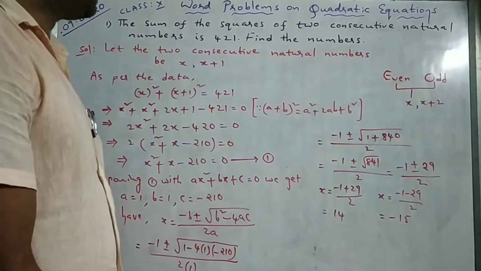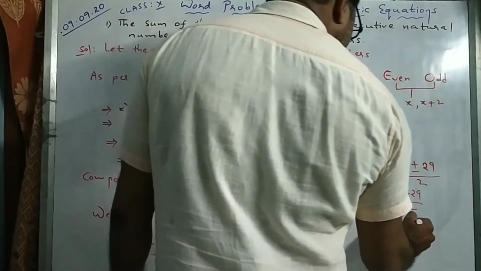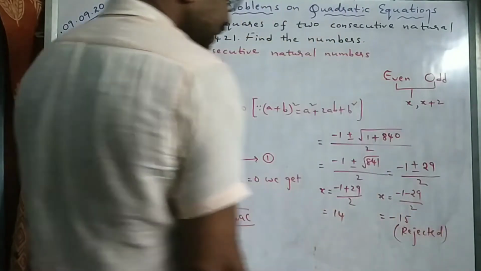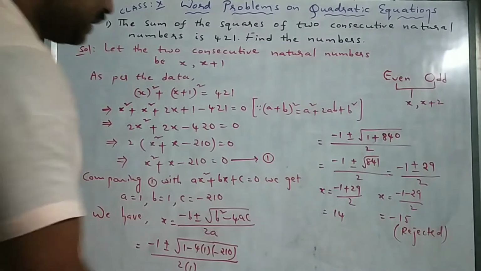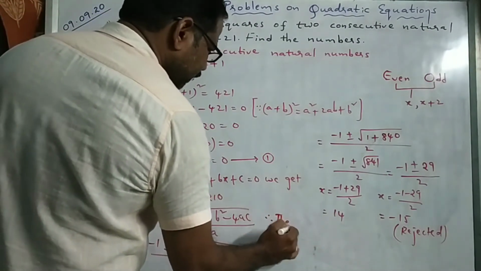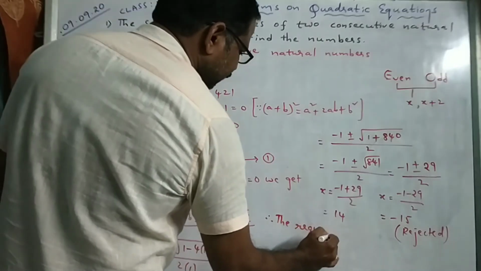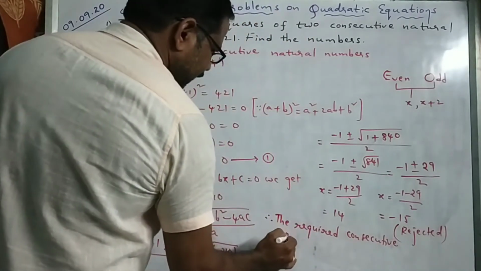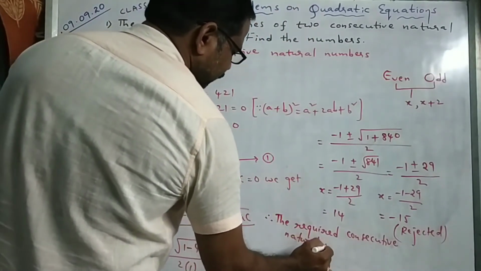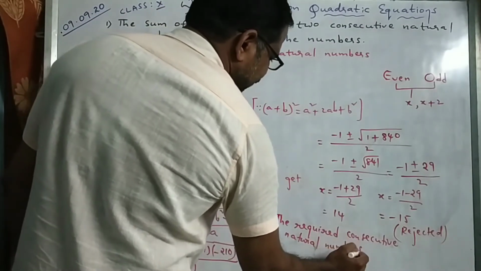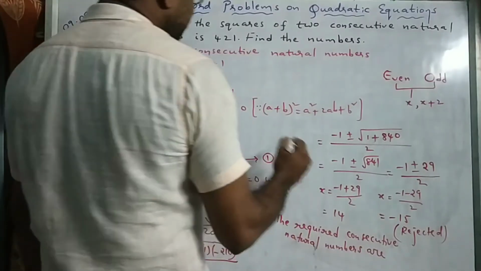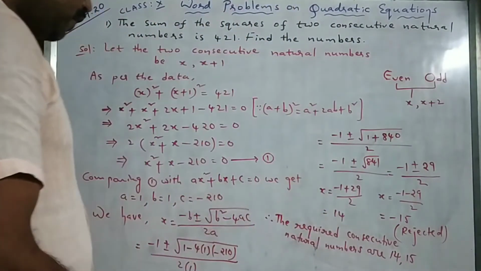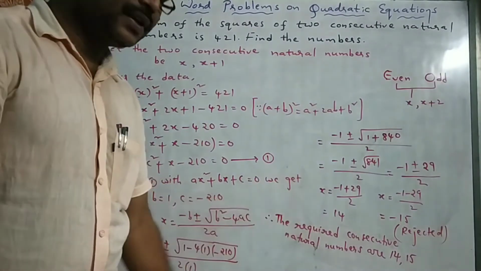But they are asking for two consecutive natural numbers. So minus 15 is not a natural number, since it is negative, it can be rejected. Therefore, the required consecutive natural numbers are x comma x plus 1. So 14 comma 14 plus 1, how much? 15. So 14 comma 15 both are consecutive, right?